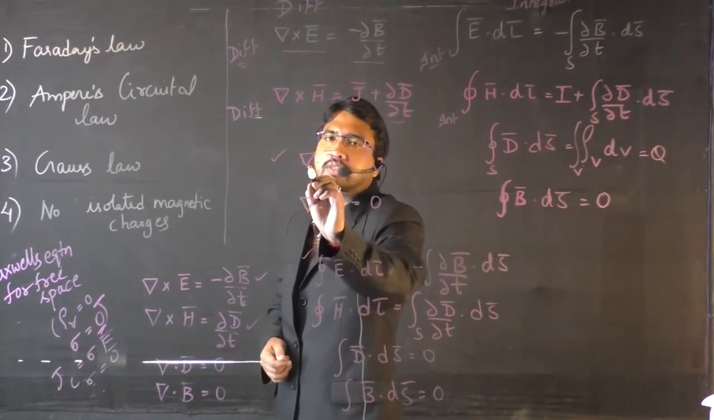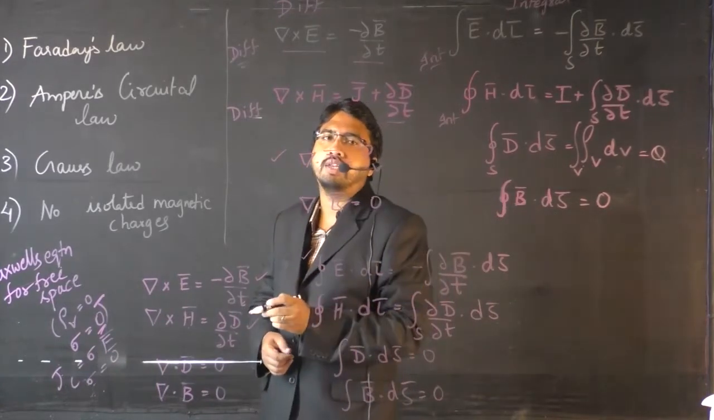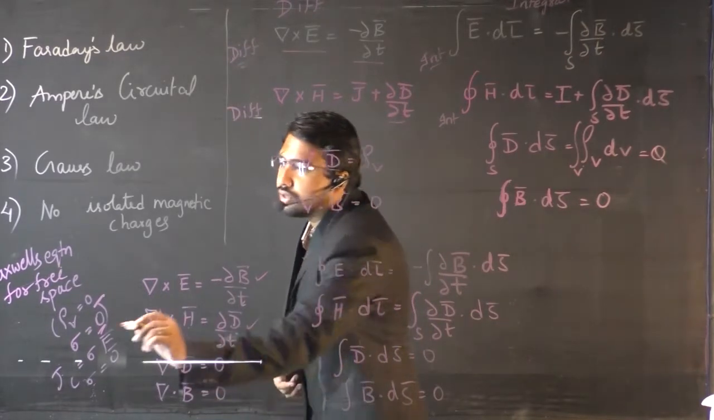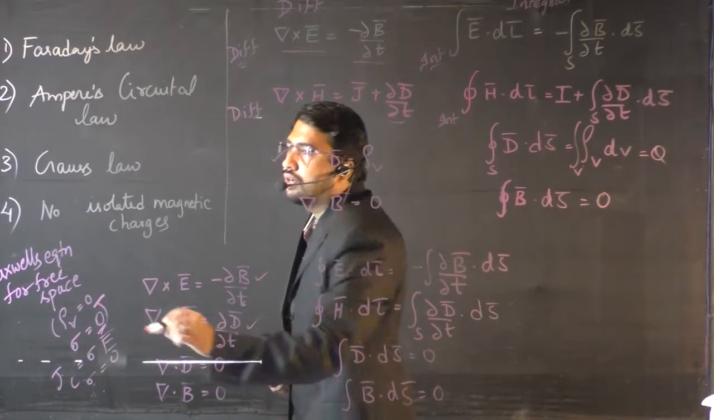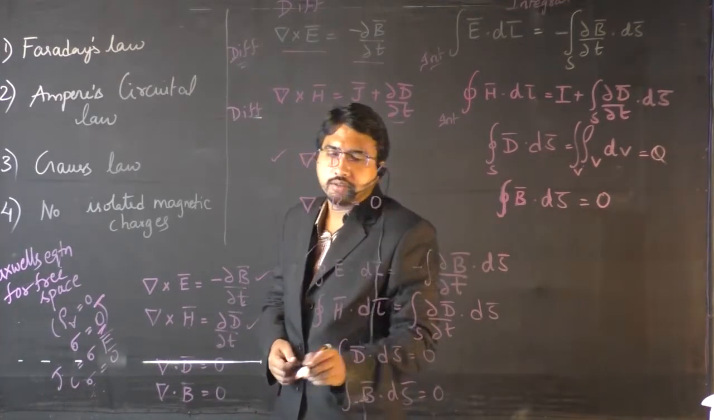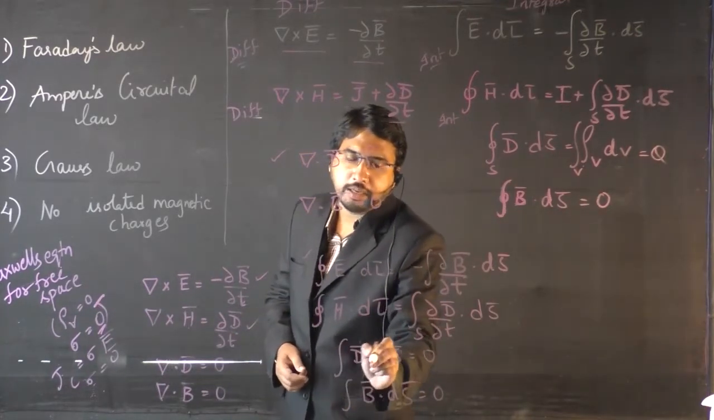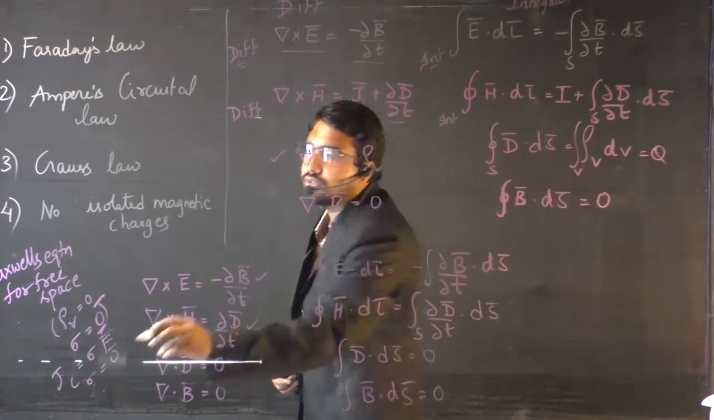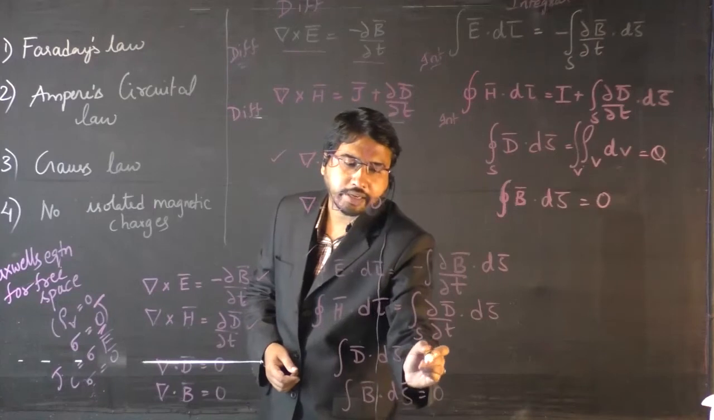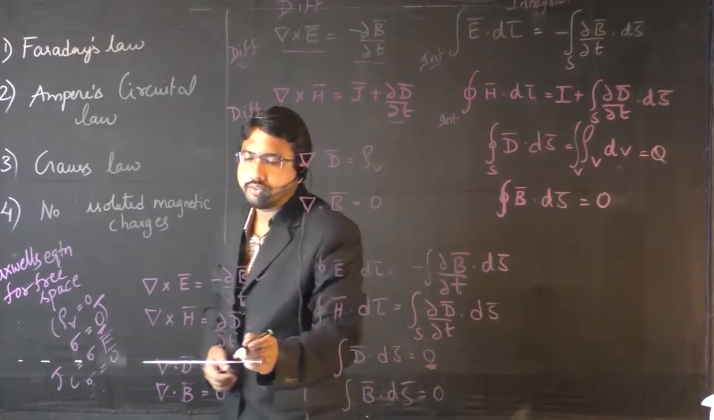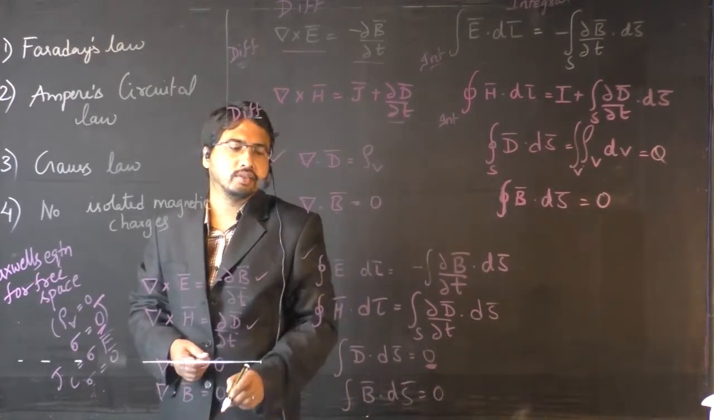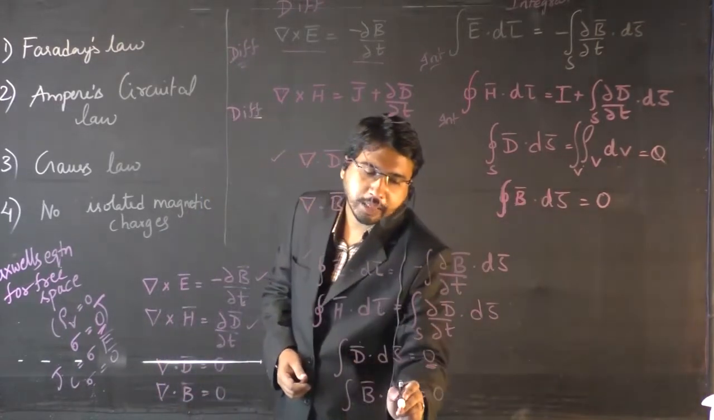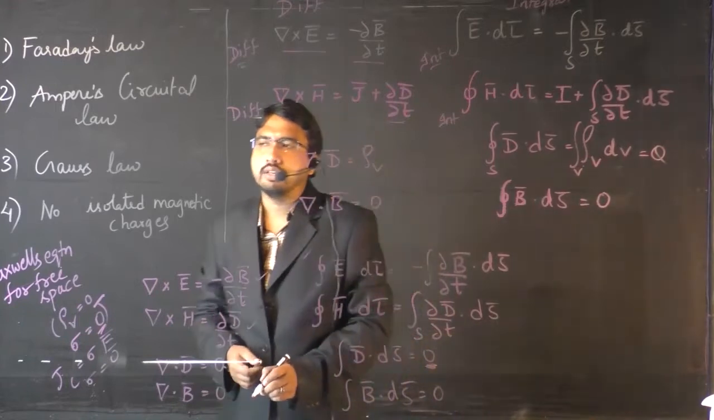What will happen to del dot D bar equal to rho v? Del dot D bar is equal to 0, because for free space, rho v is equal to 0. And also the integral form is integral D bar dot ds bar is equal to 0, because as rho v is equal to 0, this right hand side will become 0. Next, for static magnetic fields, the equations will not change. That is del dot B bar equal to 0 and integral B bar dot ds bar is equal to 0.